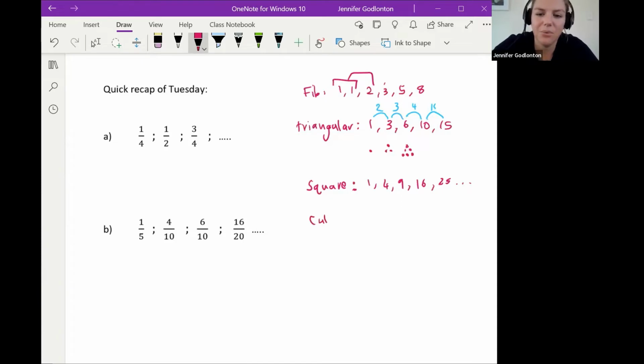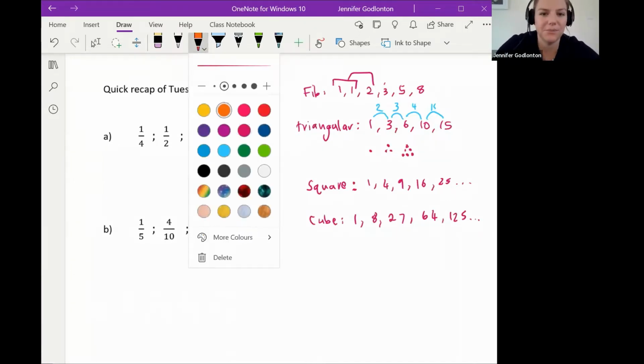And then our other important one that often comes up in tests is our cube numbers. What are our first few cube numbers? 1, 8, 27, 64, 125. Excellent. Let's stop there for the moment. Those were some of the special number sequences that we spoke about.